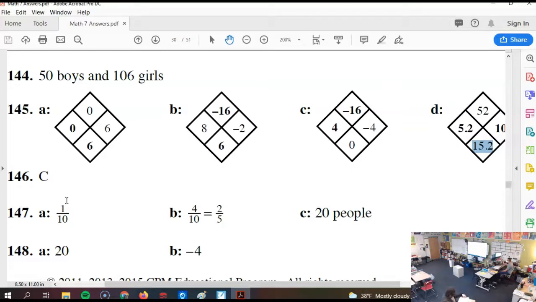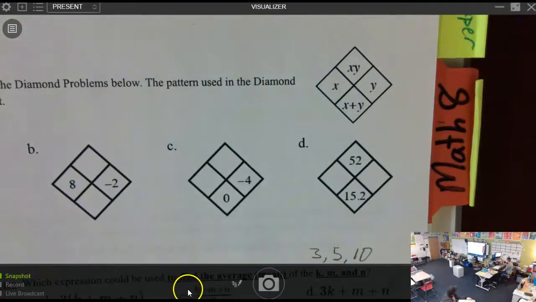For which one? A or B or both? So we'll do a couple steps. I'm not going to do the whole thing for you.